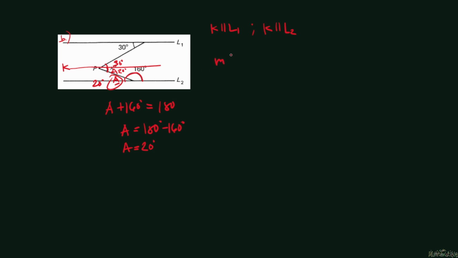So our measure of angle X in this figure is equal to 30 plus 20 degrees. So our angle here is equal to 30 plus 20, which is equal to 50 degrees.